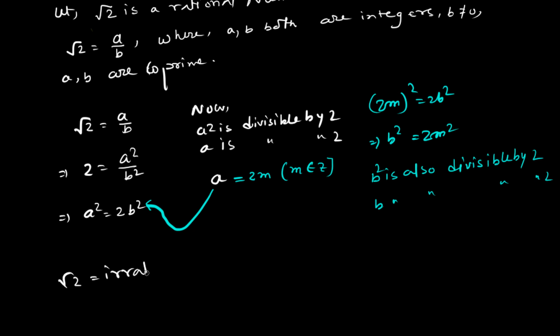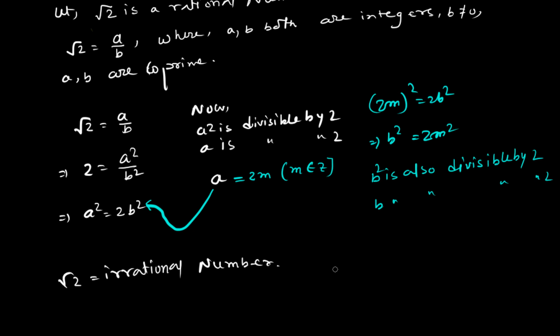Okay, it's not a rational number, it's an irrational number, because it's giving me a contradiction: we initially took a and b as co-prime numbers according to the definition, but we can see they have a common factor other than one, that is 2. So technically it's wrong.